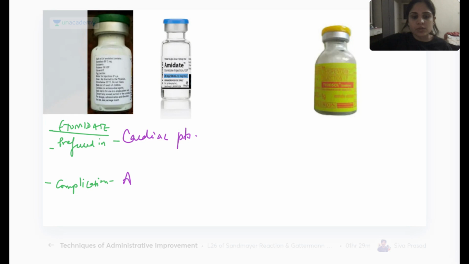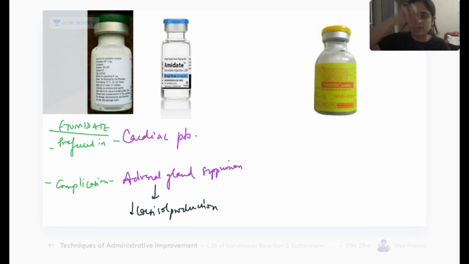Very good, Sushma. So you will get adrenal gland suppression with Etomidate. So what happens if you have adrenal gland suppression? What is the problem? I will have low cortisol production, low steroid production. And steroids are responsible for maintaining your blood pressure, for maintaining your sugar levels, everything. Now, next agent that we have over here is thiopentone.